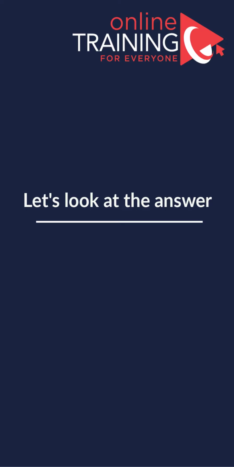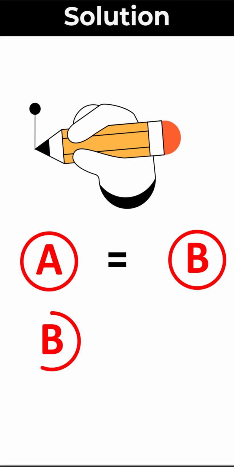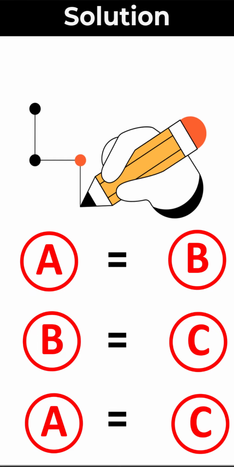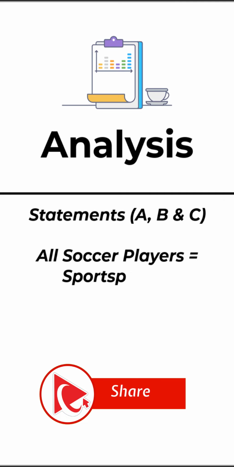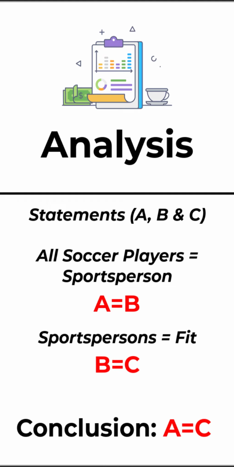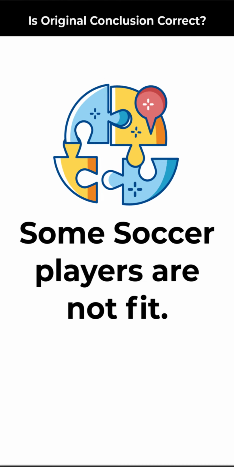As you might be well aware, in the logical world, there is a formula. If A equals B and B equals C, then you can reasonably conclude that A equals C as well. We can look at our original statements as A, B, and C. For example, the statement all soccer players are sports persons could be the equivalent of A equals B, and then all sports persons are fit could be B equals C. Based on these two statements, we can reasonably say that A equals C, which would mean that all soccer players are fit. Our question, though, asks us if some soccer players are not fit.